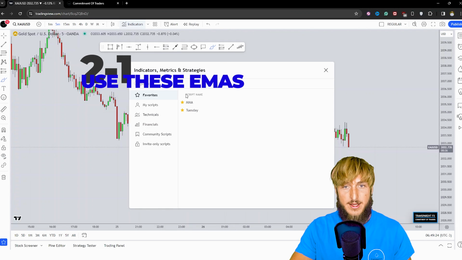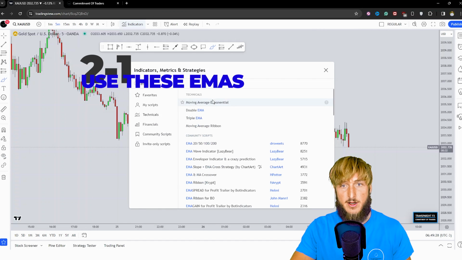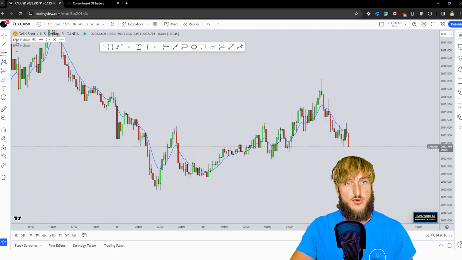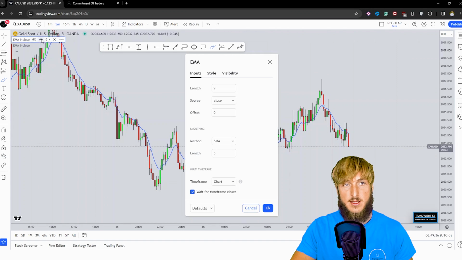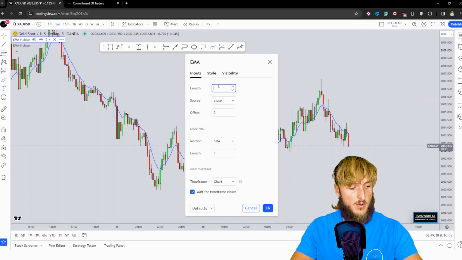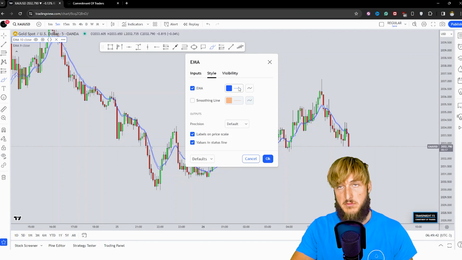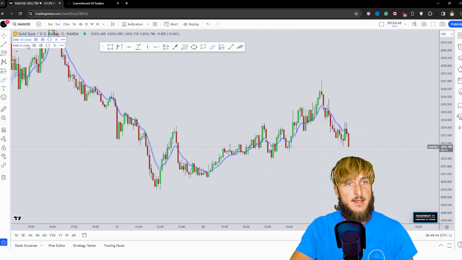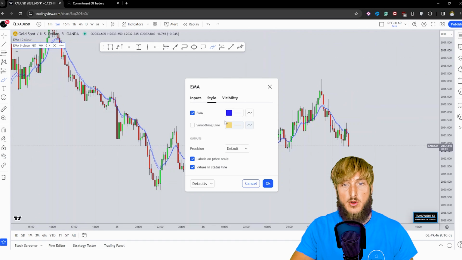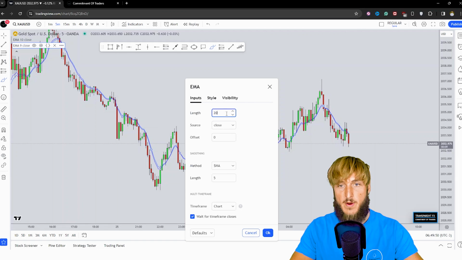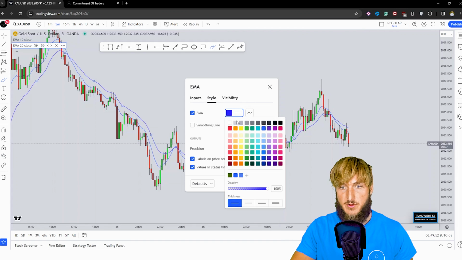So let's go on indicators and let's essentially take here a moving average exponential. We will be taking two of them, okay? Now, let's set them to be the 10 and 20 EMA, right? So here we will be putting 10 EMA and we want this to be blue, it's fine. The 20 EMA, we want it to be, let's say, red, okay? It doesn't really matter, the colors.